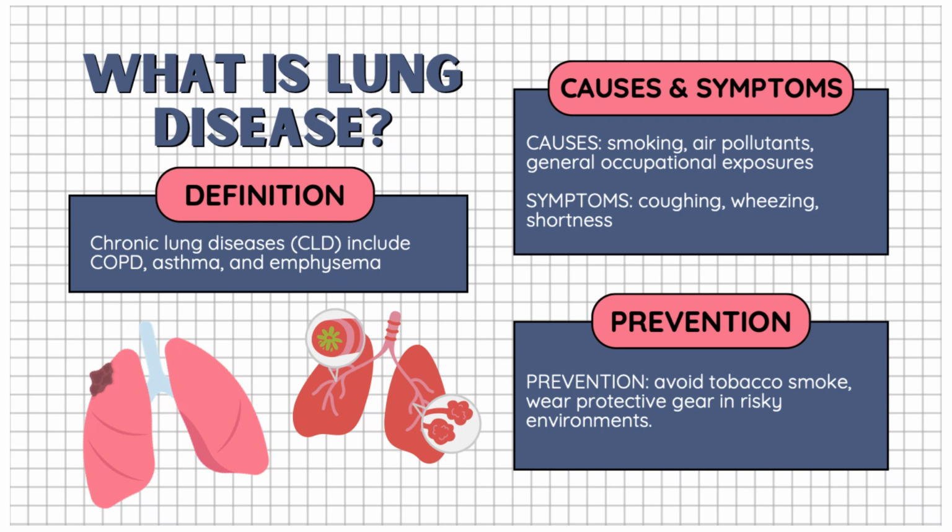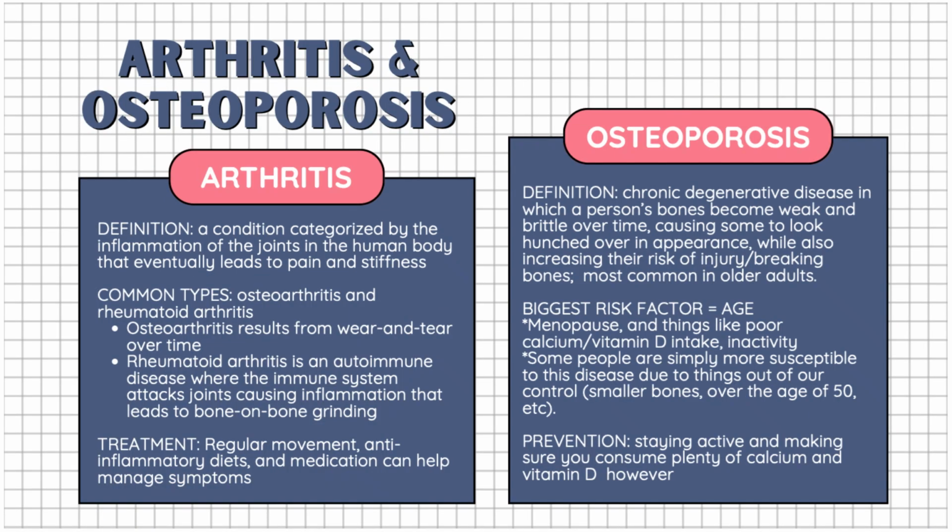Now we will transition to arthritis and osteoporosis. Arthritis is a condition categorized by the inflammation of the joints in the human body that eventually leads to pain and stiffness. The most common types of this are osteoarthritis and rheumatoid arthritis, with osteoarthritis resulting from wear and tear over time. For my athletes out there, you will most likely be familiar with this if your doctors and or physical therapists have ever talked to you about this in the future.